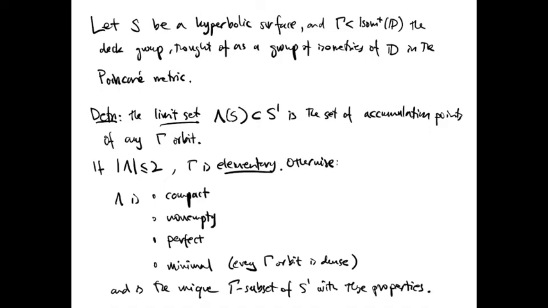In some exceptional cases, the limit set has 0, 1, or 2 points. In this case, we call gamma elementary. Otherwise, the limit set lambda enjoys the following properties. It is compact, non-empty, perfect, and minimal, which is to say that every gamma orbit is dense. Furthermore, it is the unique gamma invariant subset of the unit circle with these properties.